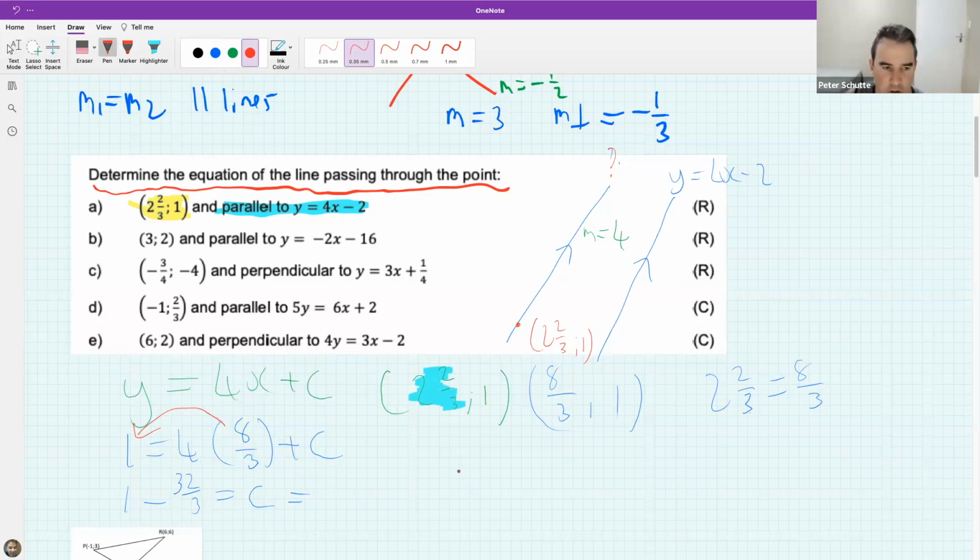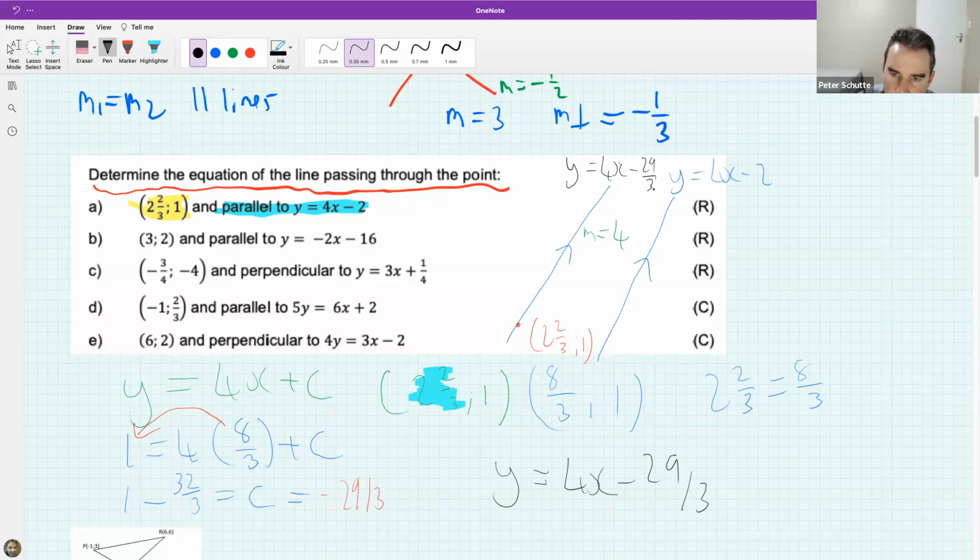Okay, Cornelia's got an answer. That looks pretty good to me, Cornelia. Let's see if everybody else agrees. So this is minus 29/3. And so the equation of the line that I was after is going to be y = 4x minus 29/3. And that was the mystery line that I was looking for over here. No problem, Chloe, no problem.